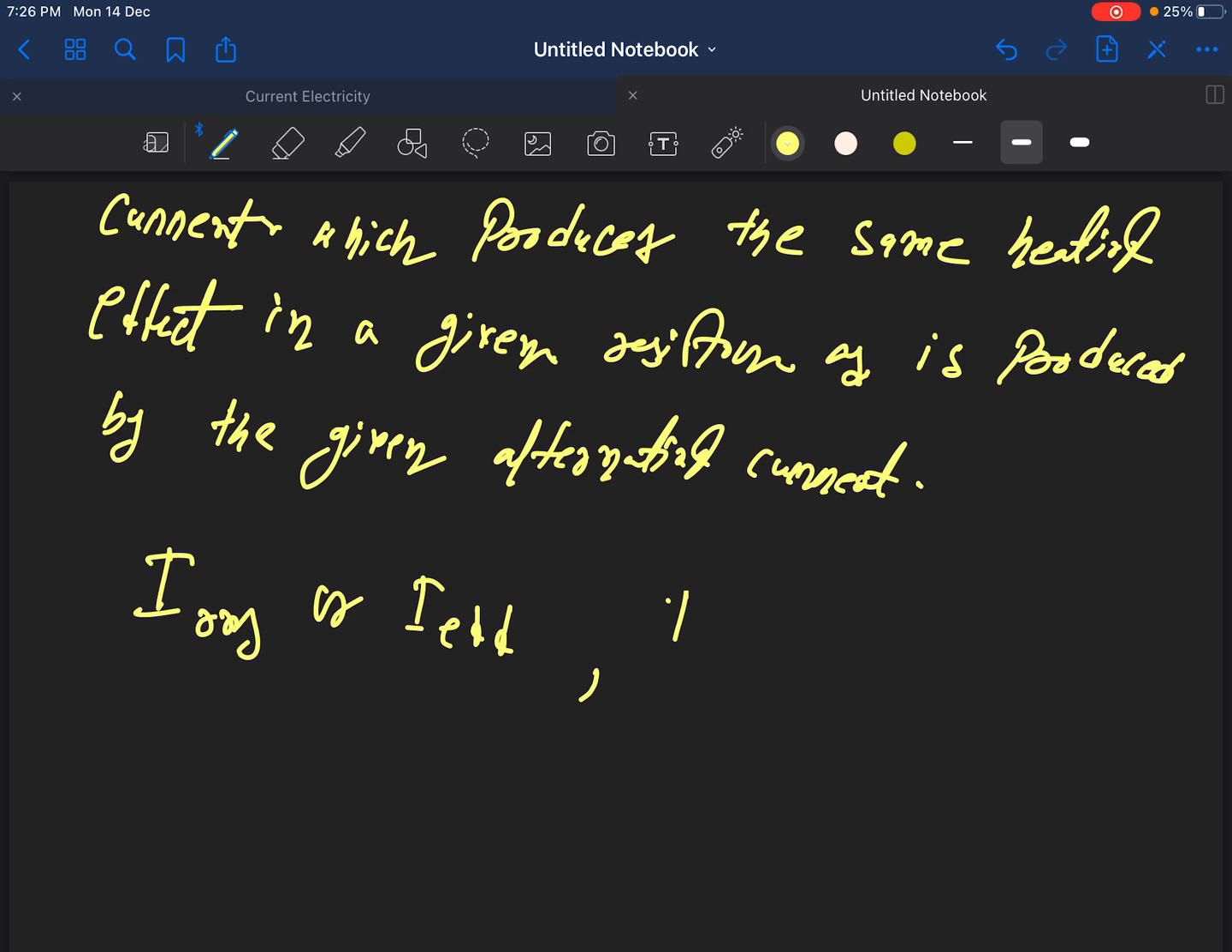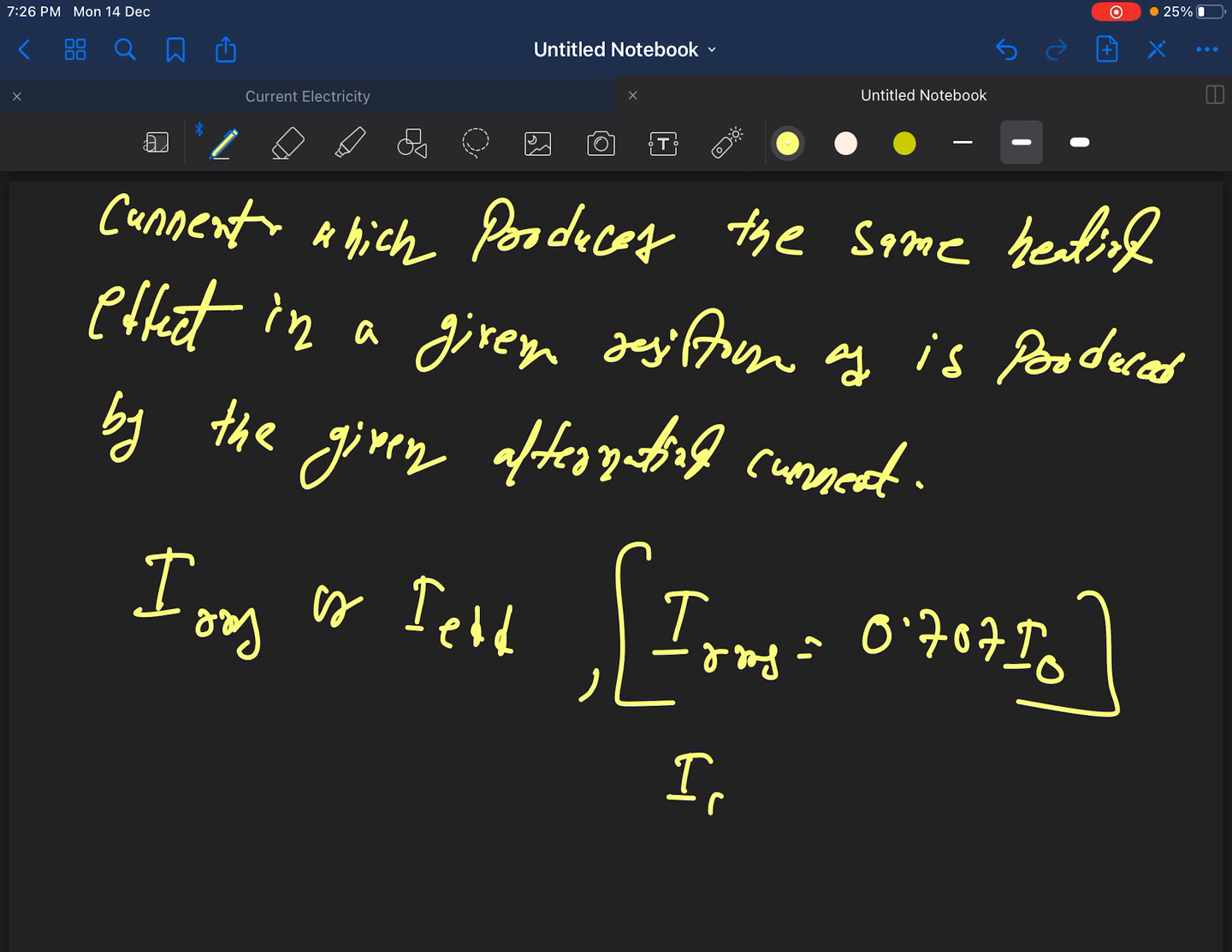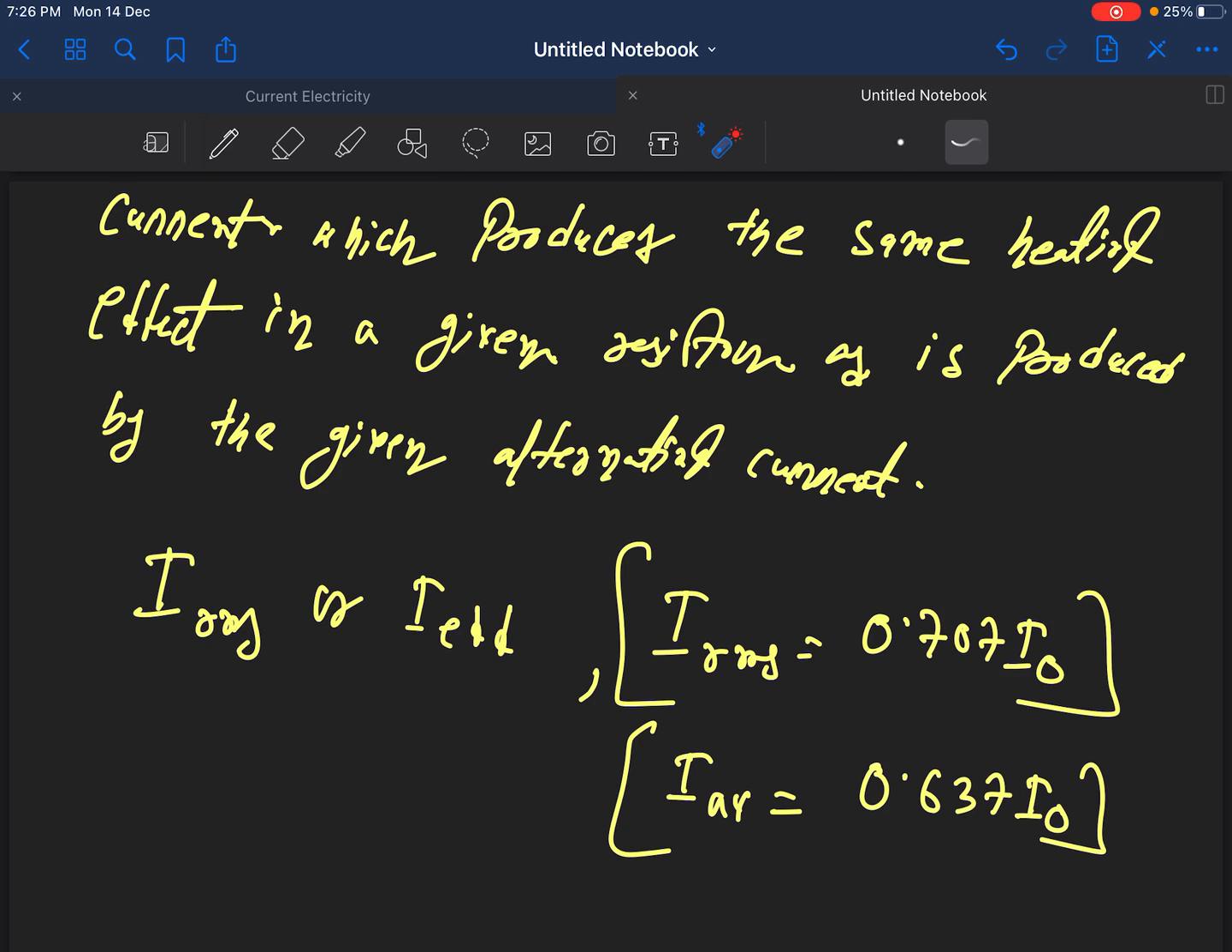The relation is important. How is it related to the peak value? This is the expression: 0.707 I naught. So this is the relation between I RMS and I naught, the peak value. And the I average for half cycle is 2 by pi, or 0.637 I naught. These two relations are very important for numerical purposes. You have to perform some numericals. We always use the I RMS, that is the effective current, and I naught is the peak value, and I average is the average value. These two relations are very important, and we will solve some numericals in our next class. Okay.